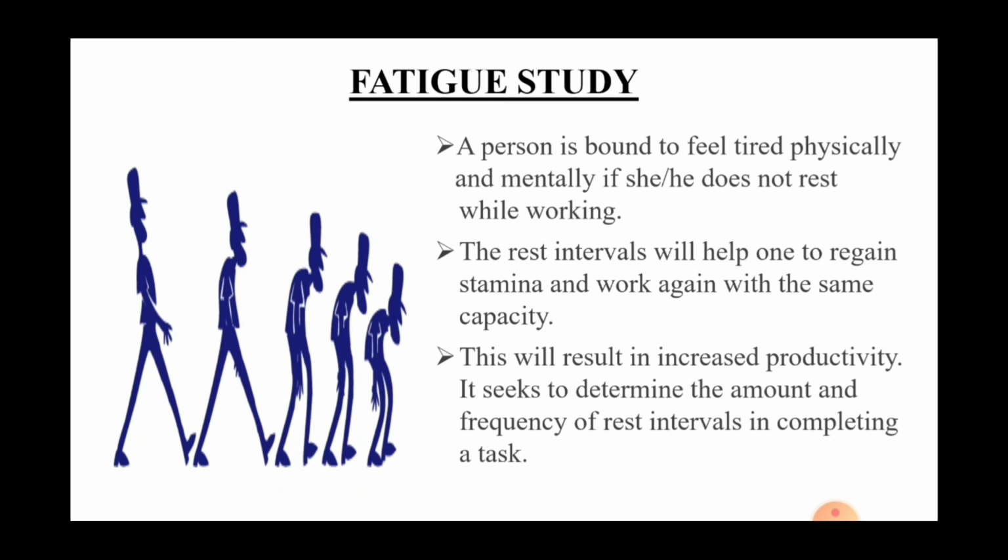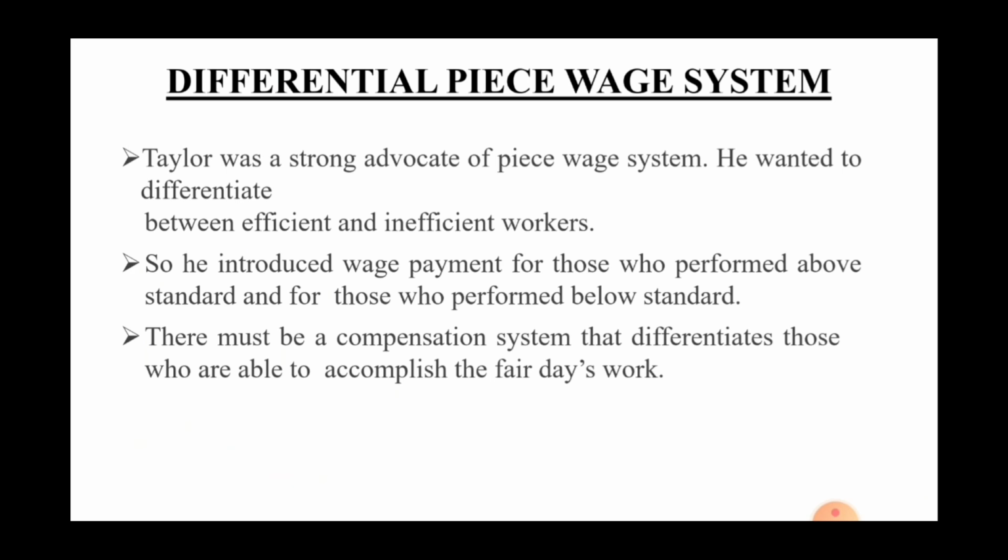After that, the next technique we can discuss is the differential piece-rate system. Taylor introduced this system to motivate workers to increase production. In this method of wage payment, two different rates were fixed for efficient and inefficient workers. Those who failed in attaining the standard were to be paid at a lower rate, and those exceeding the standard or just attaining the standard were to get a higher rate.